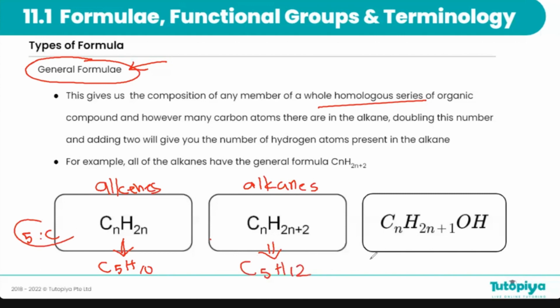C5H12. And here they have given the general formula of alcohol. Same thing applies here as well. If you know the number of carbons, you can find the molecular formula. In this case, if it's 5 carbons, it would be C5H11OH. It's the molecular formula of pentanol.